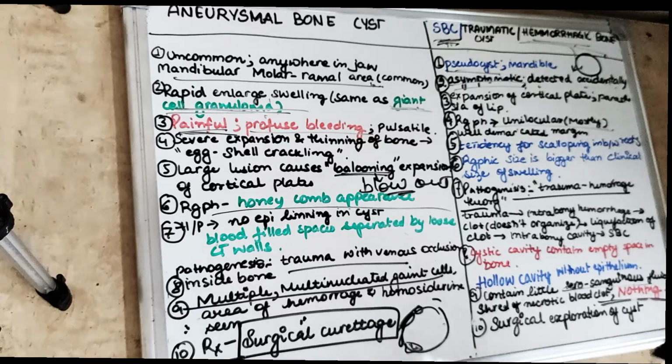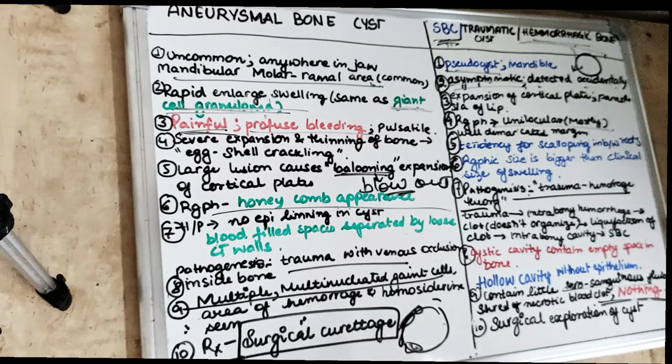So histologically, if you see, there is no epithelial lining and it is just surrounded by vascular connective tissue walls. Now in this connective tissue, there may be some areas of hemorrhage, hemosiderin present, but usually nothing is there. So how do you treat it? Treatment is usually done by surgical exploration of the cyst. And sometimes some of the lesions actually resolve spontaneously.